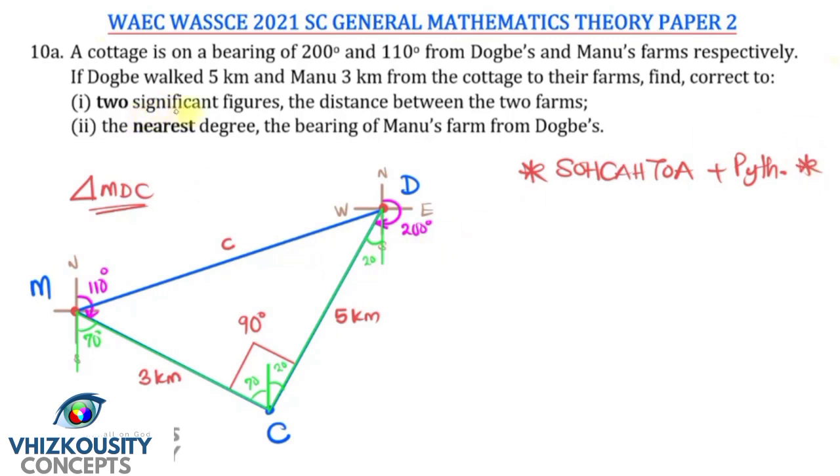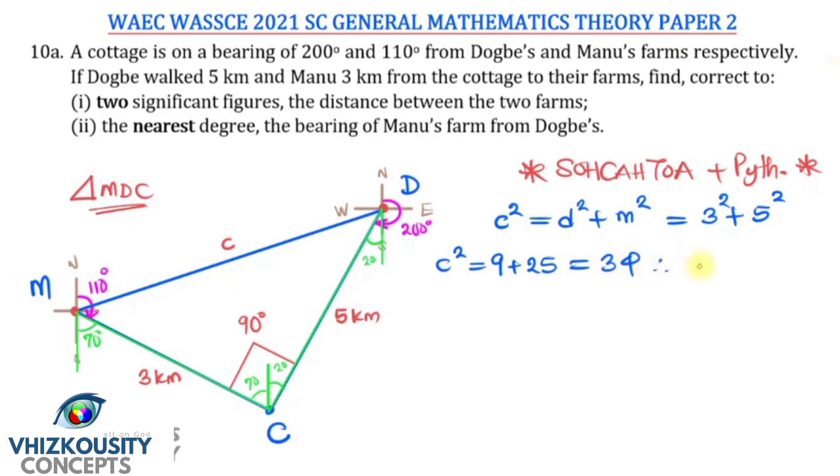In the first case, we want to find the distance between the two farms, and we have said that is C, the distance from M to D. By Pythagoras theorem, we can say that C squared is going to be D squared plus M squared. D is this particular 3 kilometers, which is facing the vertex D, and M is this particular 5 kilometers, which is facing the vertex M. So C squared is 3 squared plus 5 squared, so C squared is 9 plus 25, which is equal to 34.